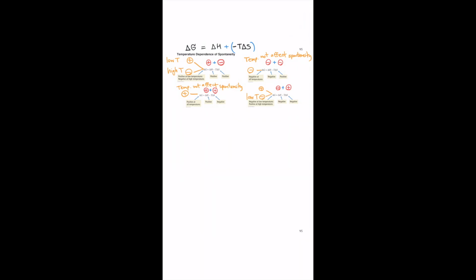On the other hand, at high temperature, when the temperature is multiplied by delta S, this term would be a big positive value. The big positive value will override the negative. Therefore, the overall sign of delta G would be positive. It indicates that at high temperature, the reaction would be non-spontaneous in the forward direction because delta G is positive.